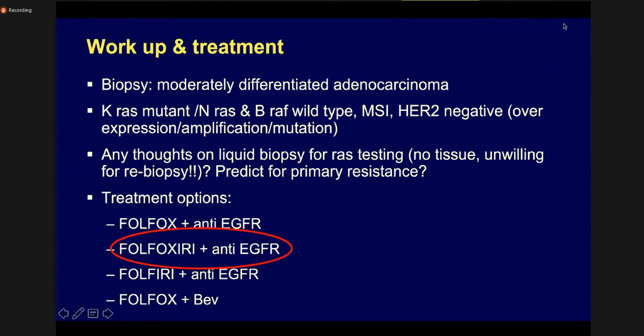Any thoughts on liquid biopsy for RAS testing? We are coming to that, it's the next question. So we'll start with the first question. I'm happy with the workup.